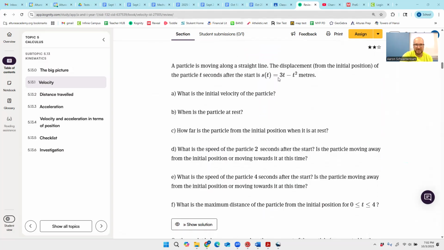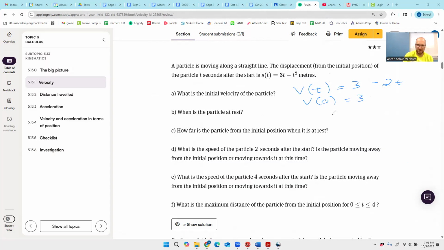A particle is moving along a straight line, with displacement from its initial position t seconds after the start given by S of t equals 3t minus t squared meters. What is the initial velocity of the particle? Well, first thing I need to do is get the velocity. So v of t is the derivative of this, which is 3 minus 2t. I plug in 0 for t, v of 0, that's initial velocity, and I get 3.